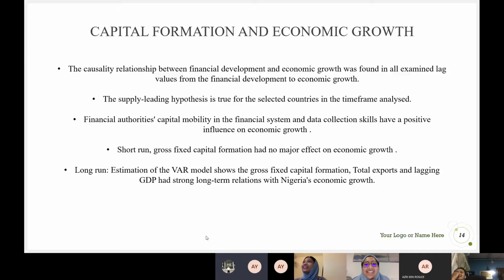The causality relationship between financial development and economic growth was found in all examined countries, with values running from financial development to economic growth. The supply leading hypothesis is true for the selected countries in the time frame analyzed. Financial authorities, capital mobility in the financial system, and data collection skill have a positive influence on economic growth.